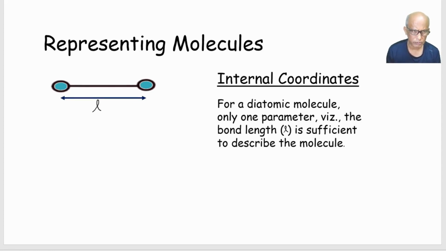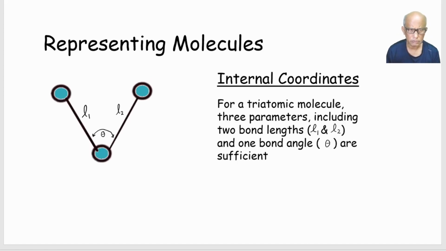Therefore, the only parameter which characterizes a diatomic molecule is the distance between the two atoms, which we will call the bond length, and here I show it with the letter L. This is all that is necessary and sufficient to describe the structure of a diatomic molecule. Now, if I have a triatomic molecule, then of course I have two bond lengths, L1 and L2 out here. But that is not enough, because the orientation of the two bonds with respect to each other needs to be specified. And that is done by the angle theta.